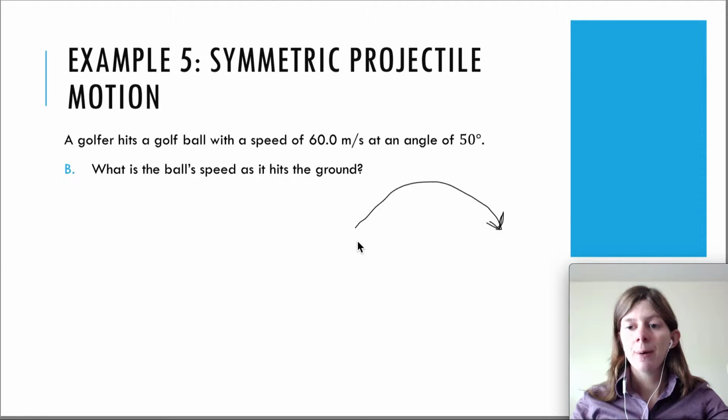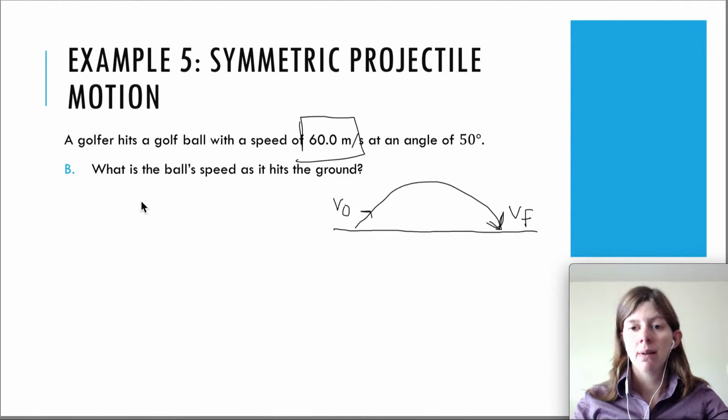The easy way is to realize that this is symmetric projectile motion, and what happens for symmetric projectile motion is the same thing that happened when we had symmetric motion in free fall, which is that the initial speed and the final speed are the same. The only difference is the direction. This one's going up, this one's going down. Since we know that the initial speed is 60 meters per second, that's the final speed, 60 meters per second.